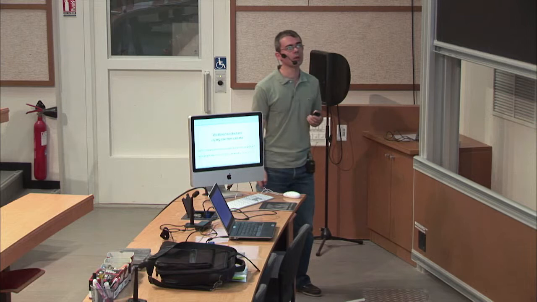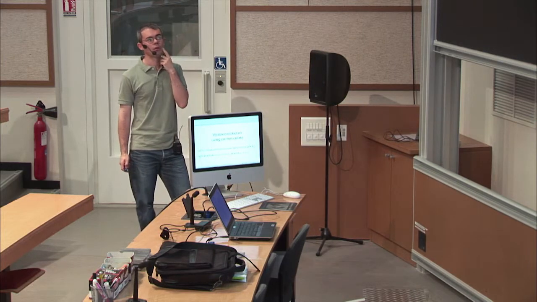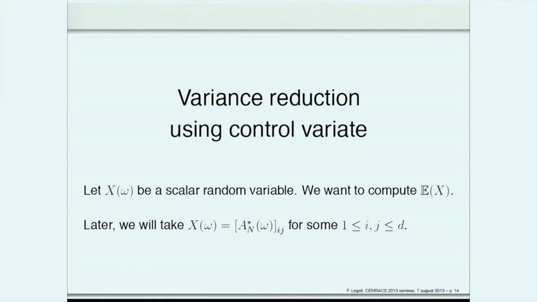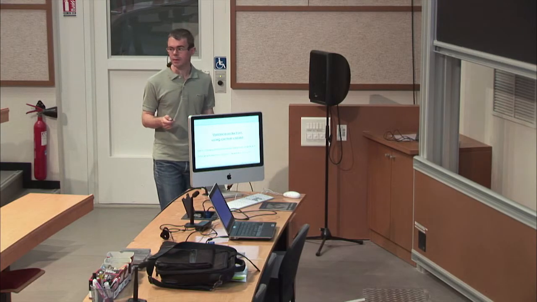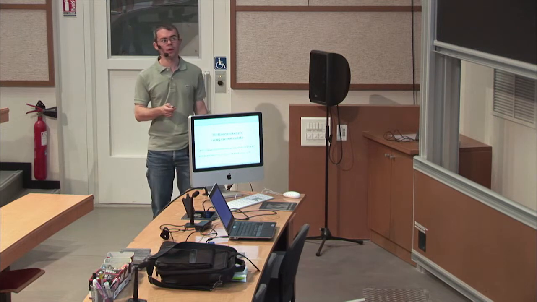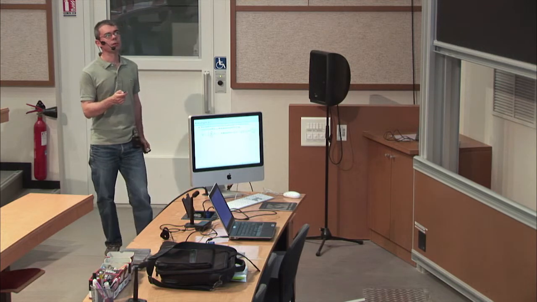Okay, so to do that, I'm going to use a variance reduction approach, which is the control variate approach. I'm going to describe this approach in a general setting. I've got a random variable x of omega, and I want to compute its expectation. Later on we'll take x equal to that guy. The first method is the Monte-Carlo method.